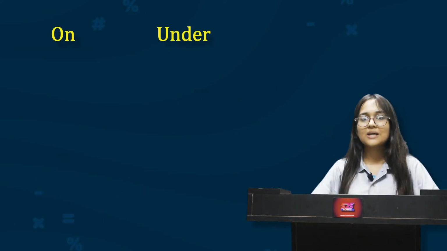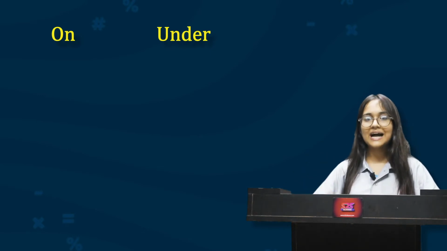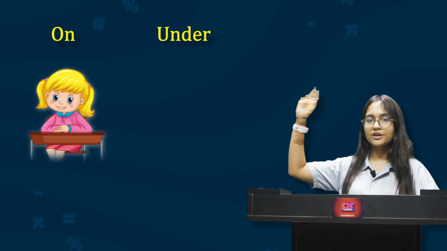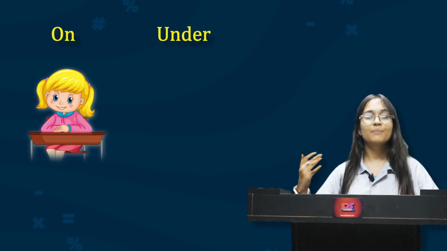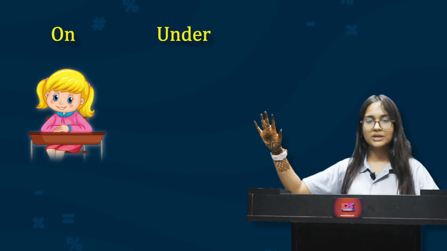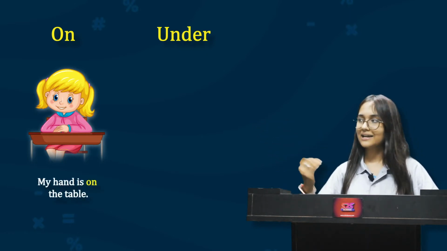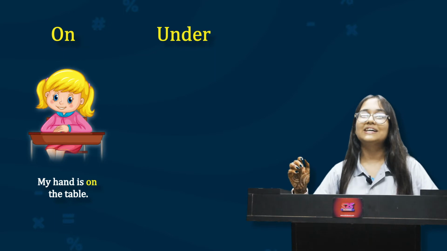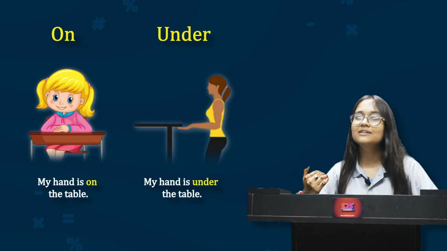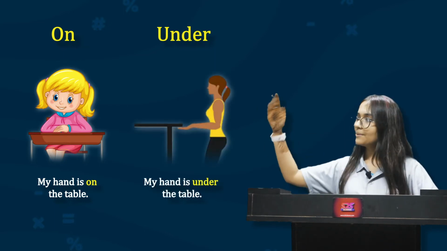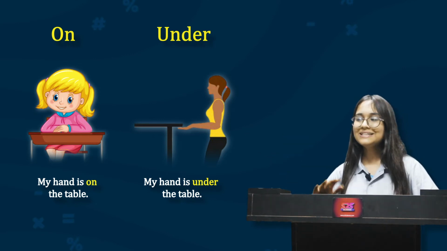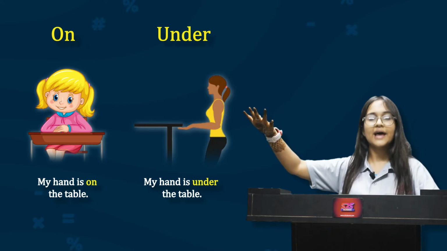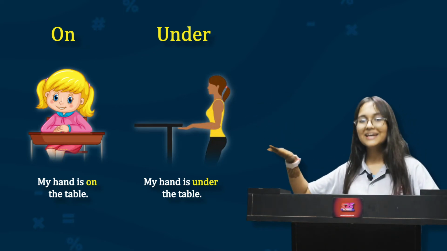Then we'll read about on and under. So if something is kept upon something, like I can say I am keeping my hands on the table. So if I keep my hand on the table, that is मैं अपना हाथ टेबल के ऊपर रखूंगी, then I can say my hand is on the table. But if I say my hand is under the table, I need to keep my hands below the table. So basically on means जब हमारा हाथ टेबल के ऊपर है and under means जब मेरा हाथ टेबल के नीचे है.